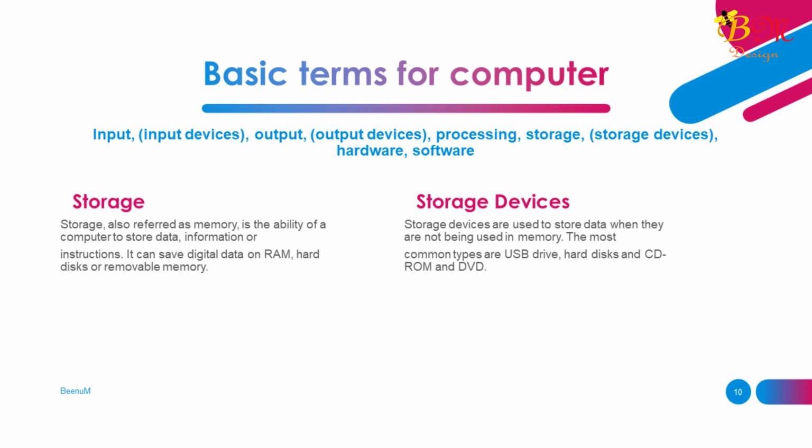Storage. Storage, also referred to as memory, is the ability of a computer to store data, information or instructions. It can save digital data on RAM, hard disks, or removable memory. Storage devices. Storage devices are used to store data when they are not being used in memory. The most common types are USB drive, hard disks, and CD-ROM and DVD.